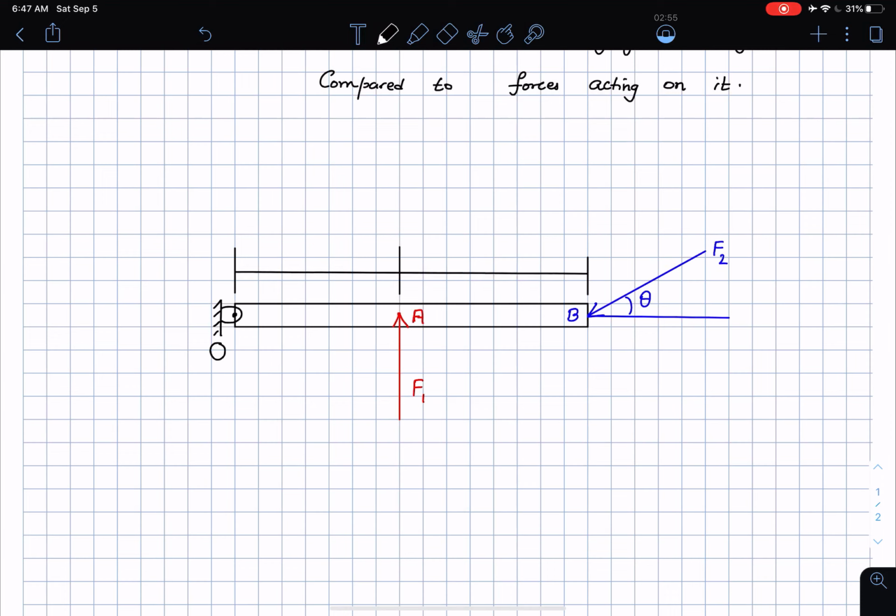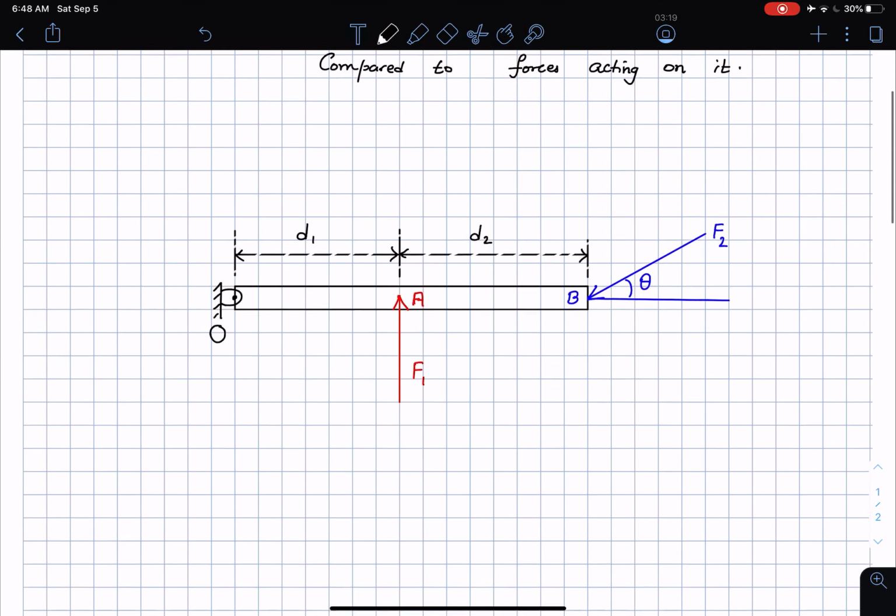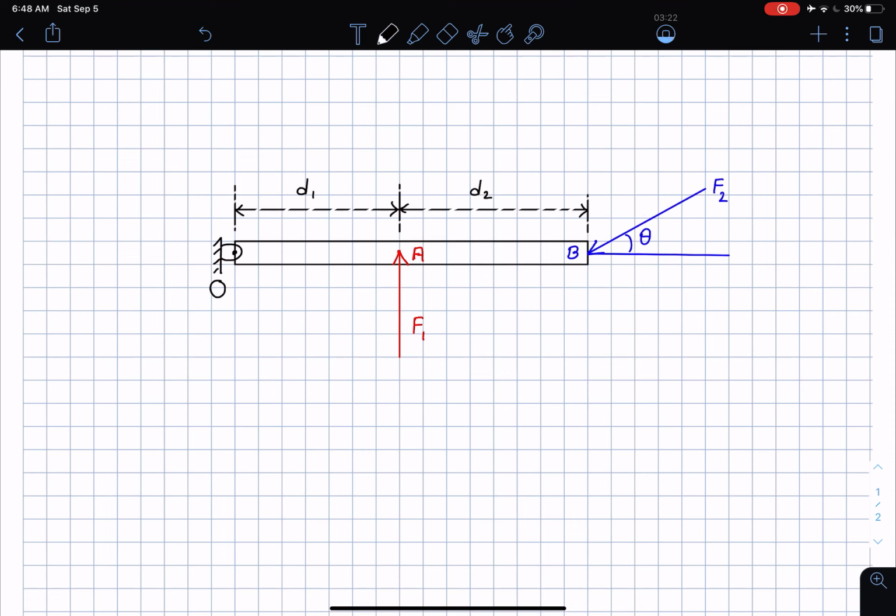I'm going to draw them in a minute. Usually when I draw distances, I draw them using dotted lines, so I will continue that particular idea here too. So this is distance d1, this is distance d2. What do I need to find? I need to find the resultant moment about the point O due to these two forces.